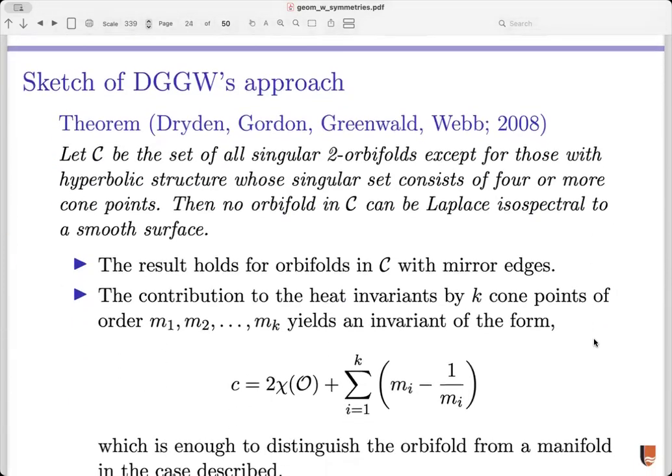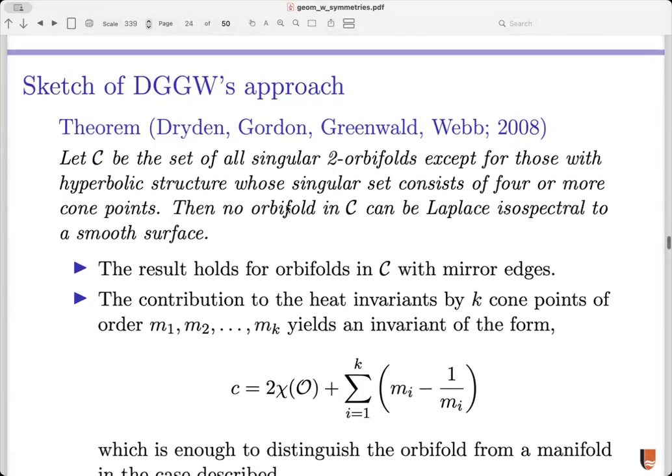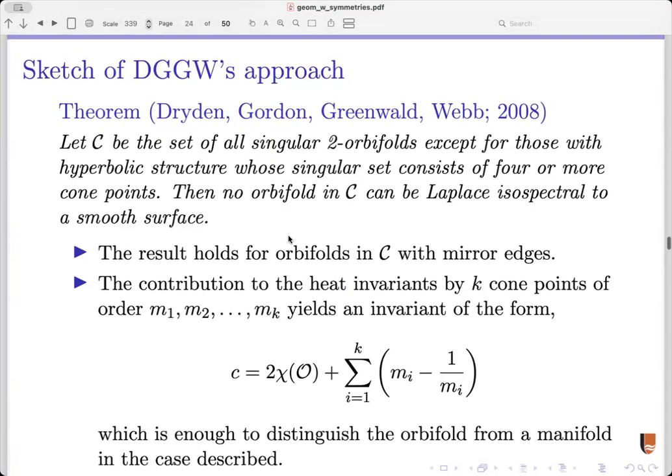And just to touch on their second result, suppose C again is that set of orbifolds, excluding ones with lots and lots of cone points. They asserted that no orbifold in that collection can be isospectral to a surface. So first of all, they looked at orbifolds with mirror edges, and that's an opposite parity stratum, so those can't be isospectral to the surface.